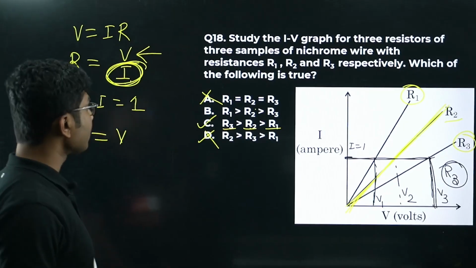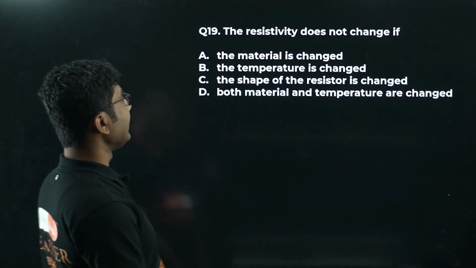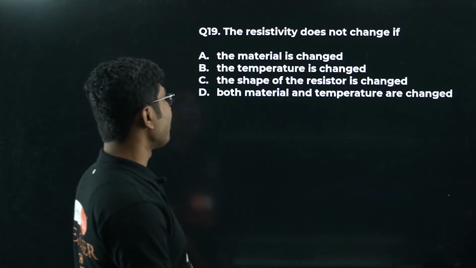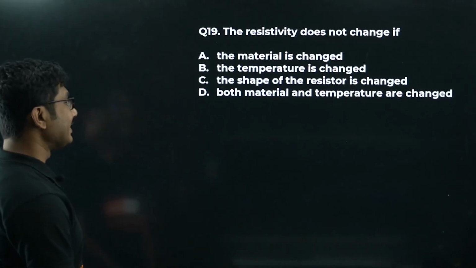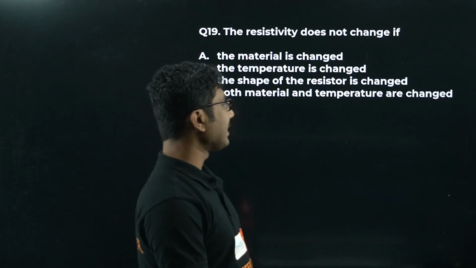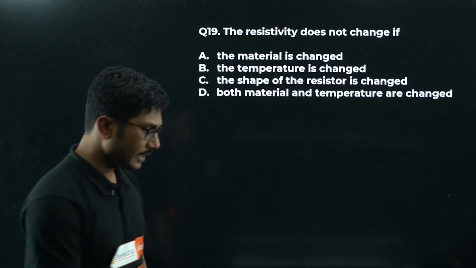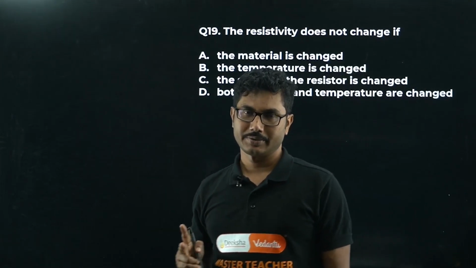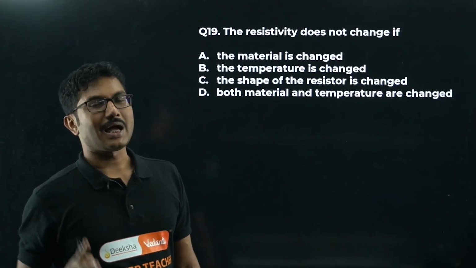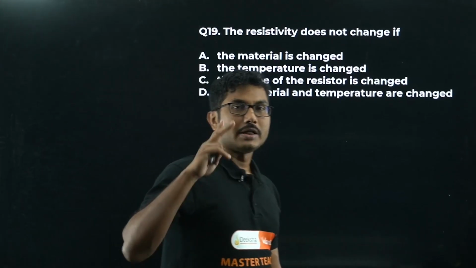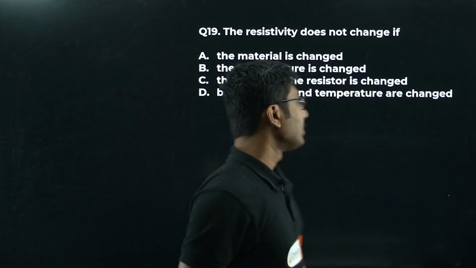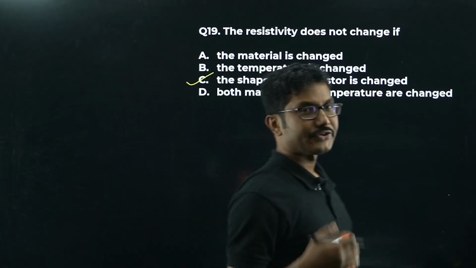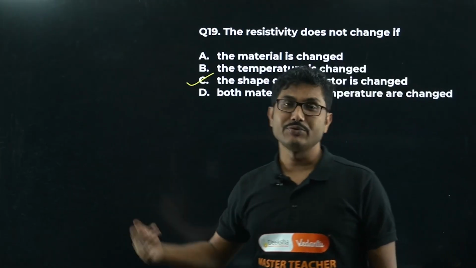Now let's move on to the next question. The resistivity does not change if the material is changed, the temperature is changed, the shape of the resistor is changed, or both material and temperature are changed. Resistivity of a material depends on two factors: first of all material, secondly temperature. It is independent of the shape of the resistor, so it will not change if we change the shape.